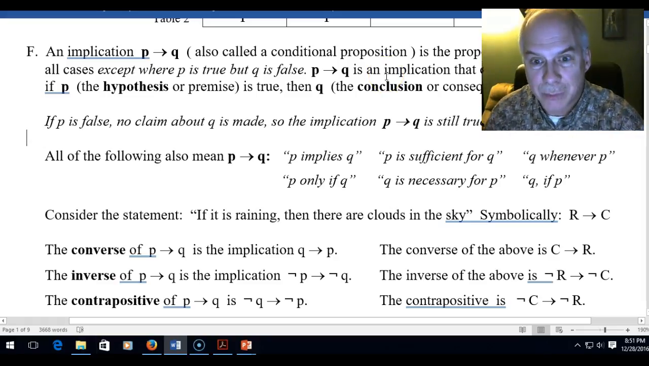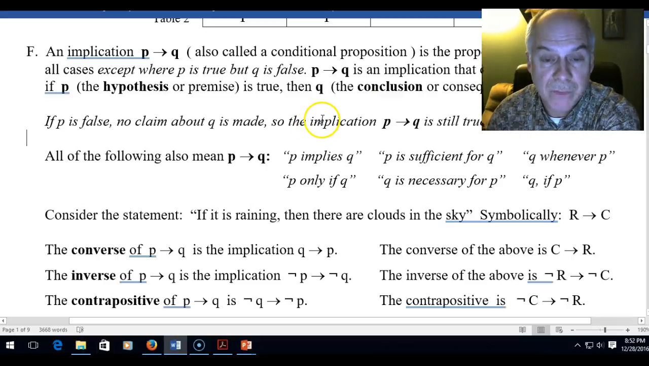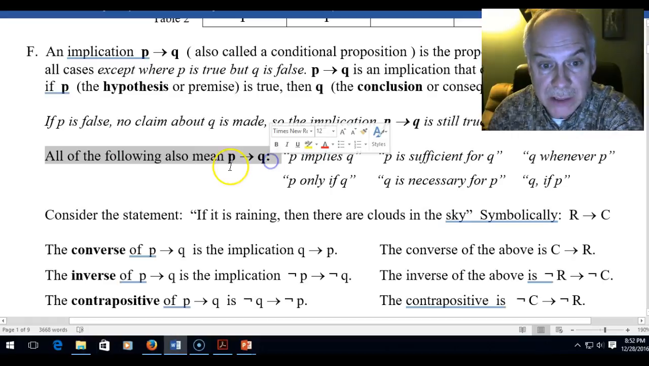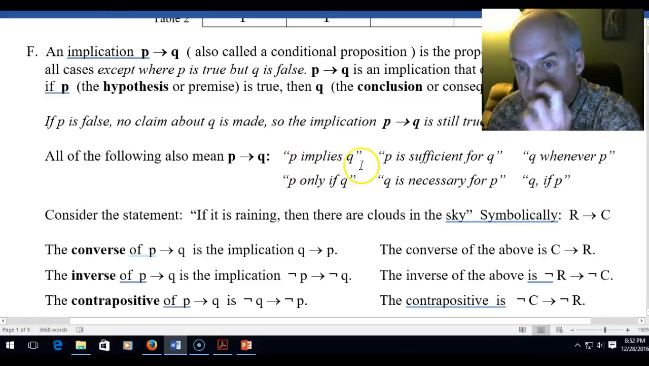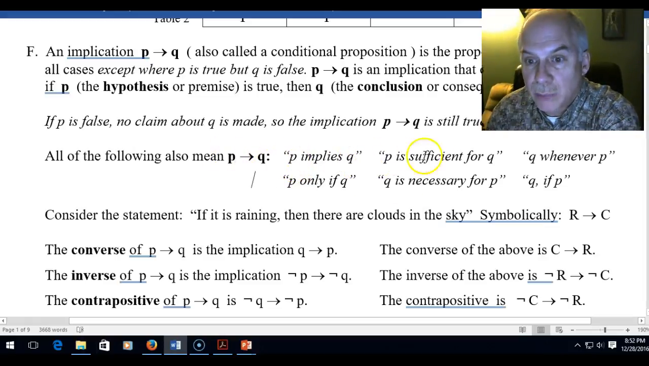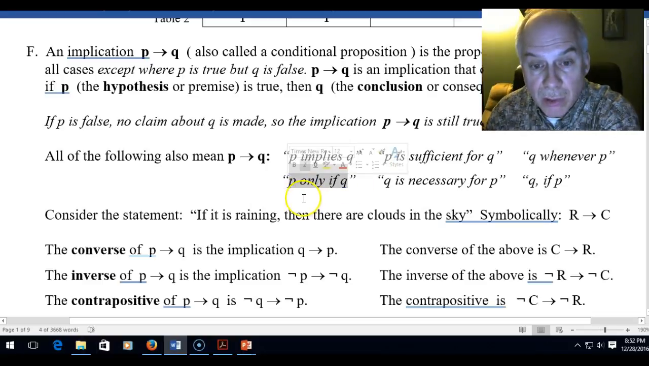Okay, in order to help explain this, I just switched to the bottom of the first page of the notes for this week 1 notes. And if you recall, it says all of the following mean if P then Q, or P implies Q. P implies Q is the same as if P then Q. P is sufficient for Q. Q whenever P is true. Also P only if Q. So do you recall that P only if Q means if P then Q?